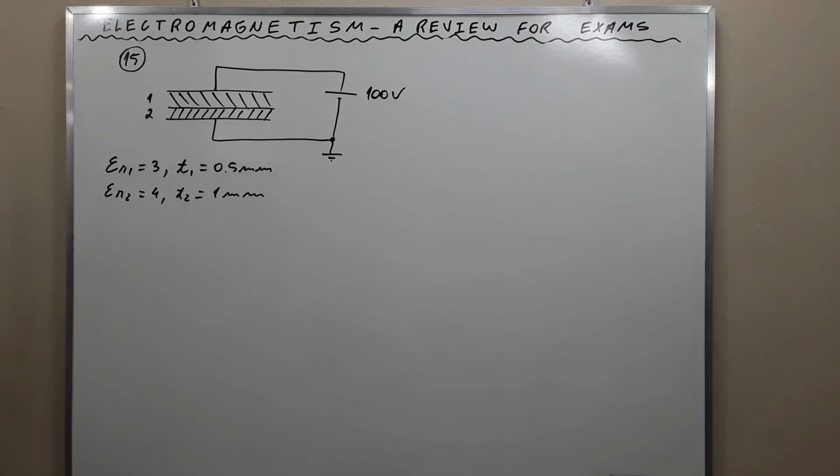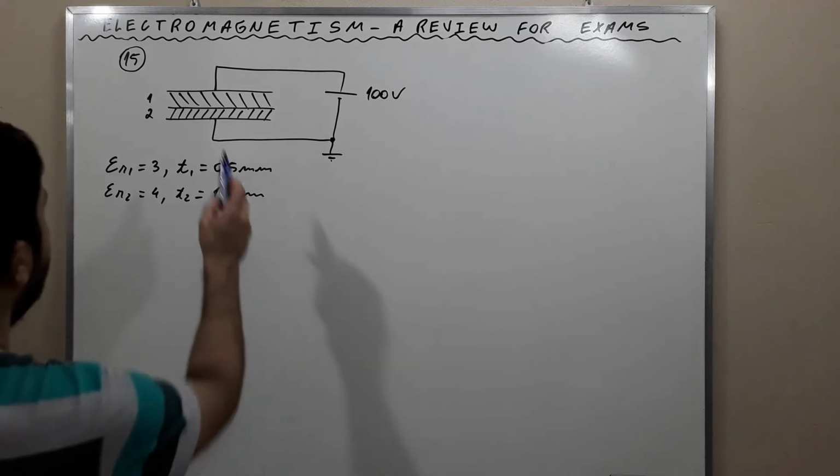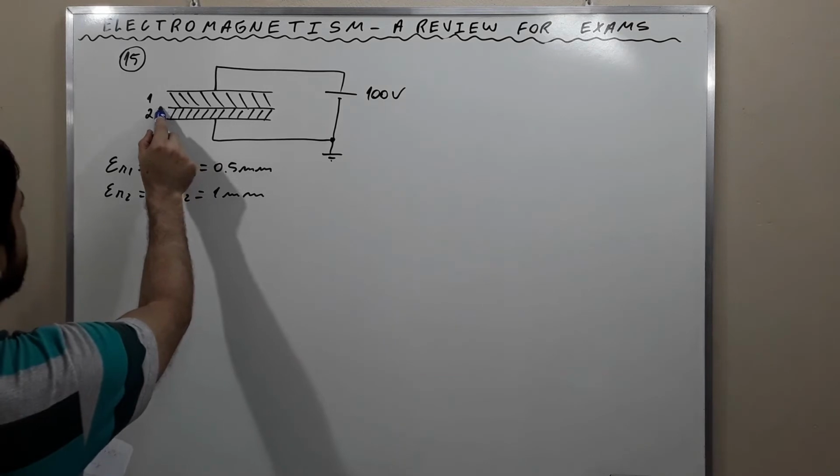Exercise 15. A composite parallel plate capacitor is made up of two different dielectric materials with different thicknesses, T1 and T2. As shown in the figure, the two dielectrics are separated by a conducting foil in the middle here. The foil is in the middle here.